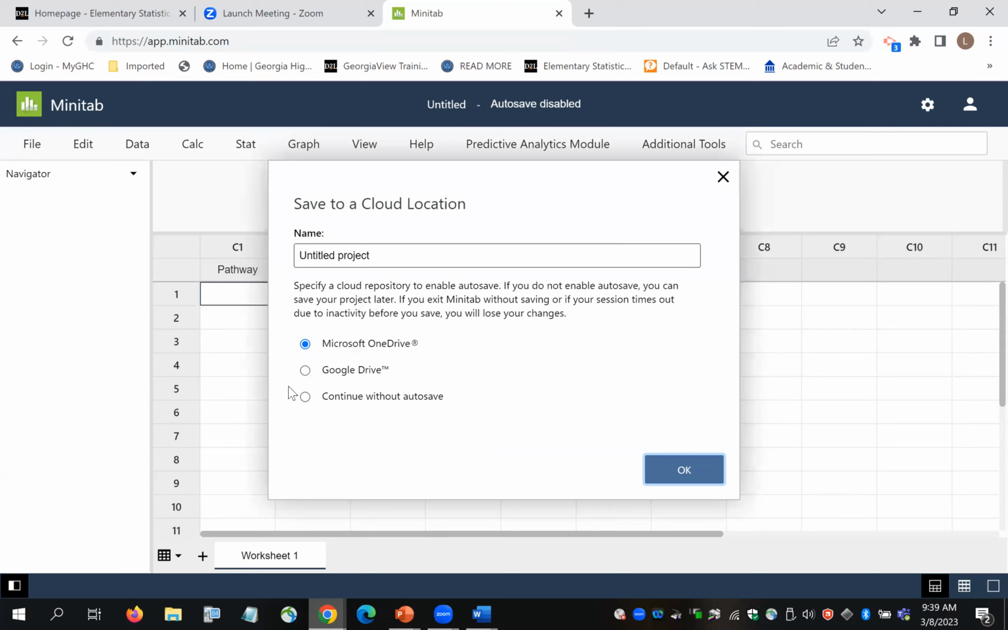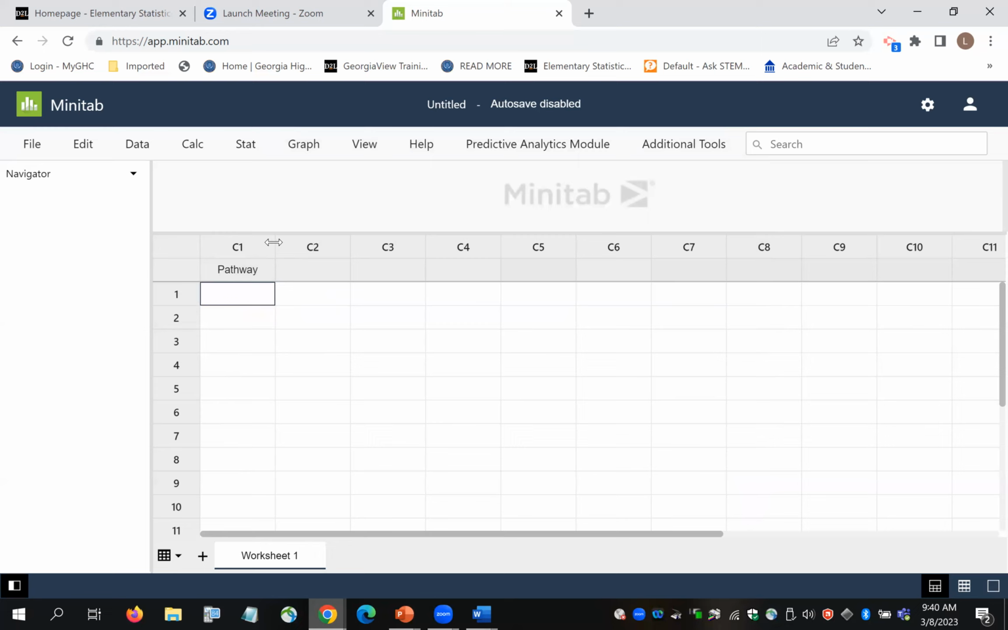Okay. Now I usually continue without autosave. I don't usually save it to the cloud. If you have cloud space and want to save it there, you can, or if you have a Google Drive, you can. But notice how I just typed it in. I typed in the word pathway as my label, and then I would begin entering what your pathways are.